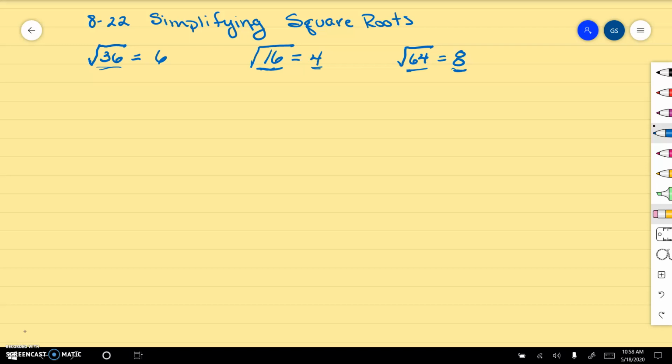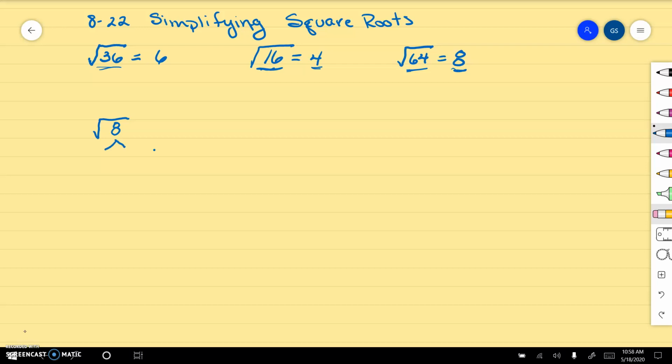Now today what we're going to do is look at something like this, the square root of 8. Well, there is no number that when multiplied by itself will give you an 8. Say, for instance, 2 times 2 is 4, but 3 times 3 is 9. There's no integer that you can multiply by itself to get 8. So this is when we start doing what we call prime factorization. It's simplifying square roots, but we're going to do it by prime factorization.